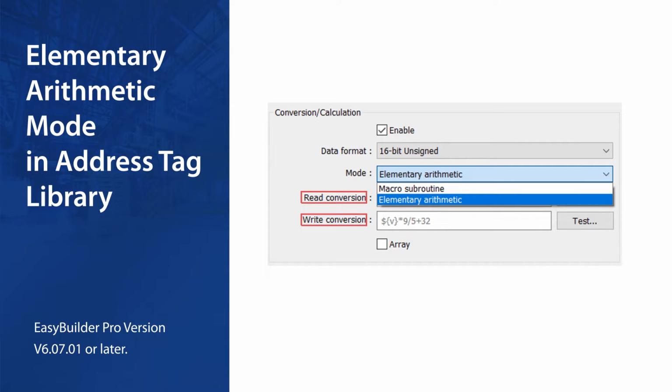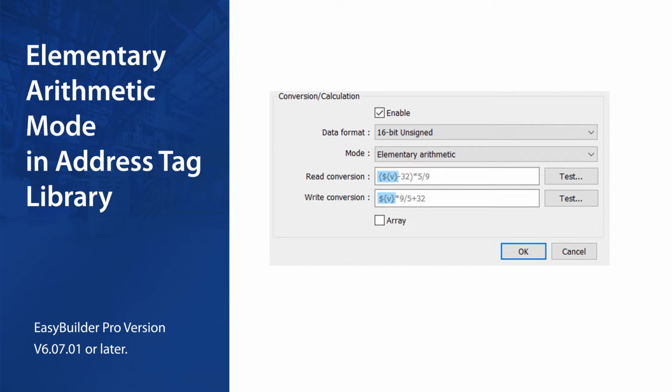All you need to do is enter the needed conversion formula in the read-write conversion field, in which a syntax is displayed. In the syntax, the dollar symbol followed by the brackets with the V inside represents the device value, and the calculator uses standard mathematical operator notations. This feature simplifies conversion, thus reducing the amount of time spent on project design.